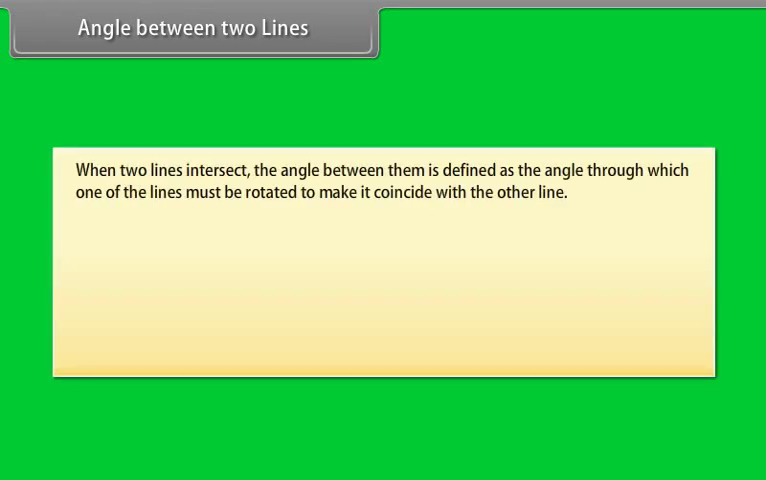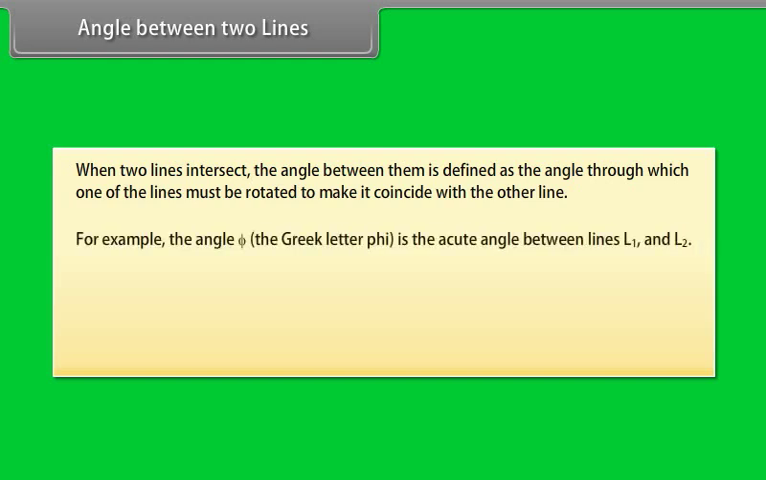Angle between two lines. When two lines intersect, the angle between them is defined as the angle through which one of the lines must be rotated to make it coincide with the other line. For example, the angle phi is the acute angle between lines L1 and L2. Alpha 2 = alpha 1 + phi. Therefore, phi = alpha 2 - alpha 1.